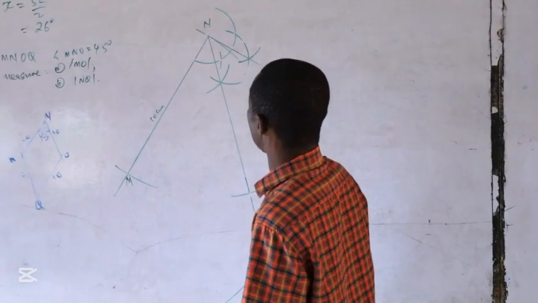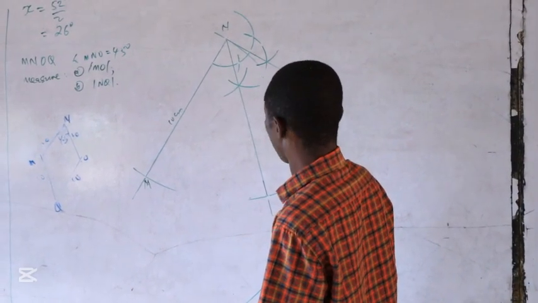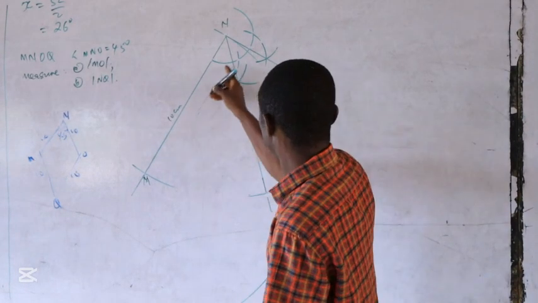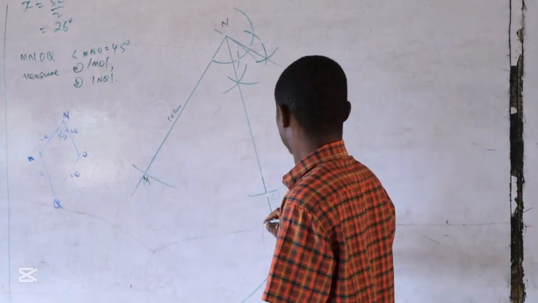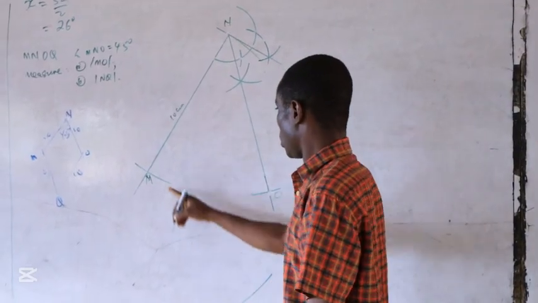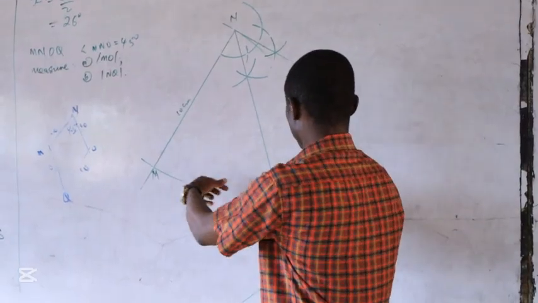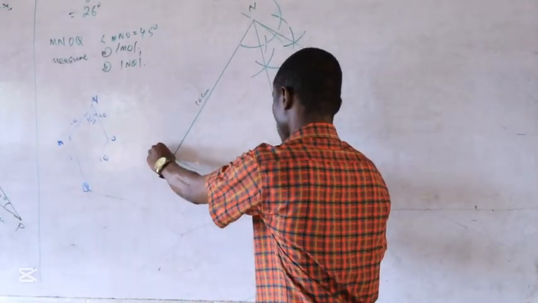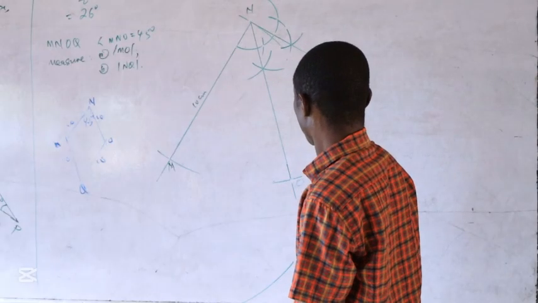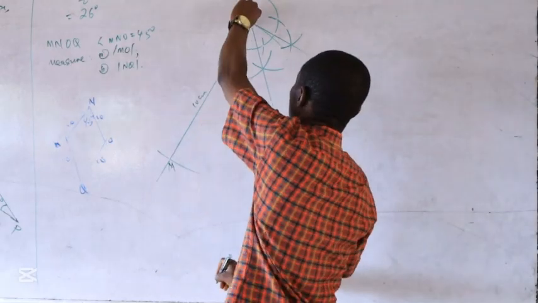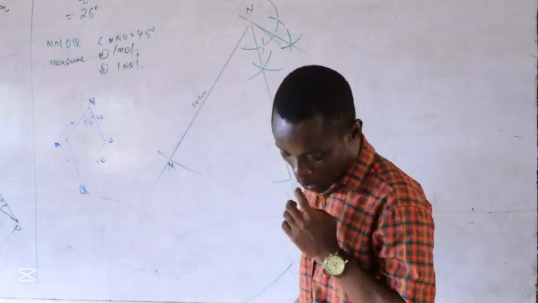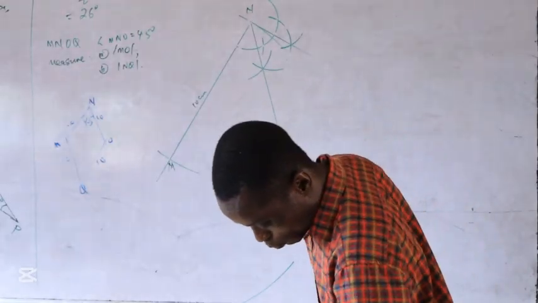Then we are asked to measure MO. MO, this is O. MNO, this is Q, right? So we have measured this MO. That's MO. Then NQ. That was going to be a long one. Are you there now? So we'll complete that at home. So let us continue.